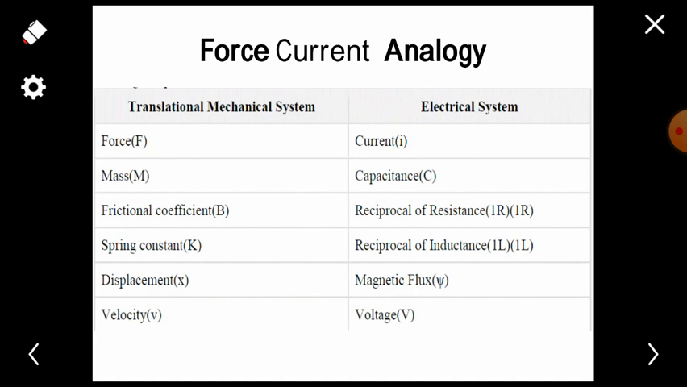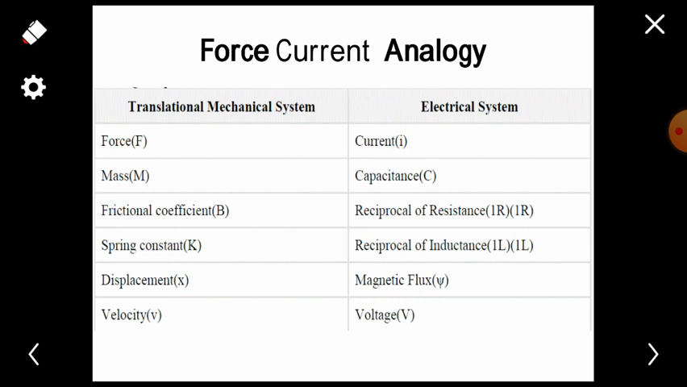Next one is the force current analog system. Here the force will be converted into current I, and the mass is converted into a capacitance C, and the frictional coefficient is converted into a reciprocal of a resistance, and a spring constant K into a reciprocal of an inductance 1 divided by L, and the displacement X will be converted into a magnetic flux, and the velocity v is converted into the voltage v.